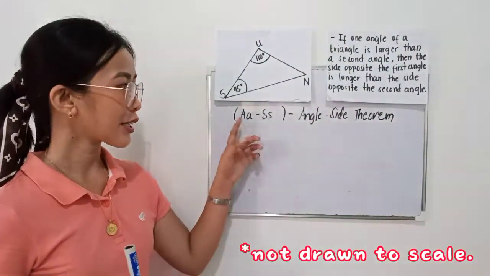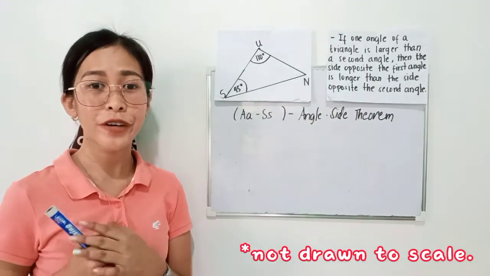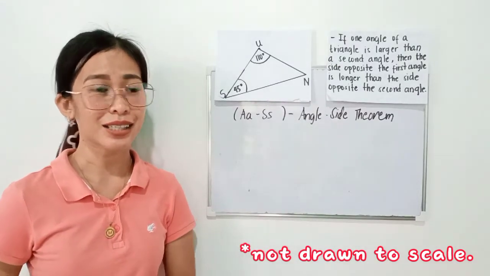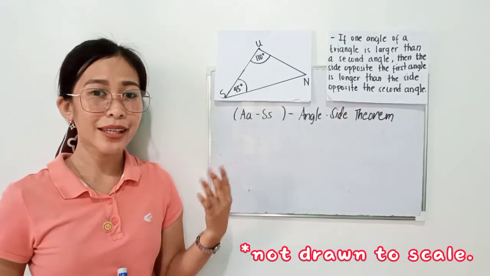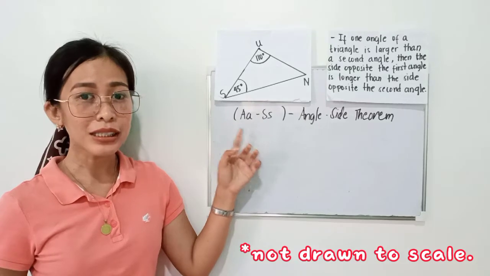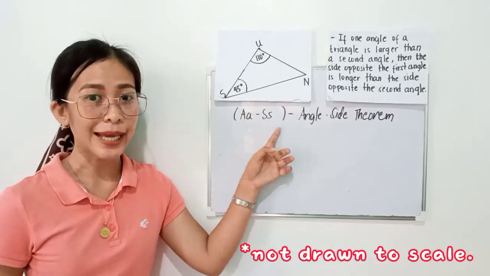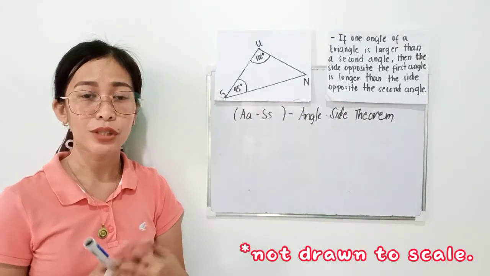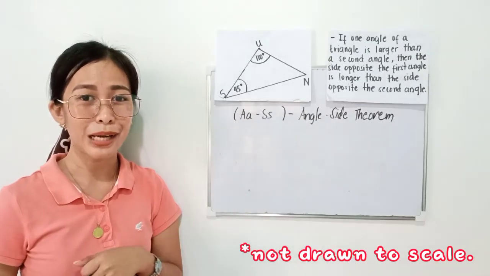Now, let's have the angle side theorem. The angle side theorem is just the vice versa of the side angle theorem we just discussed. Earlier, we based on the side to identify the largest angle. Now, we are going to base on the angle to identify the longest side. So, now we are looking for the longest side.